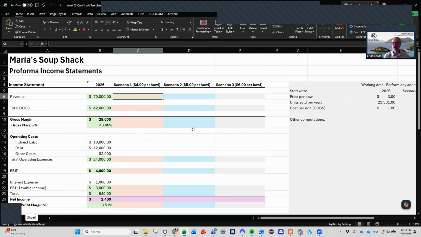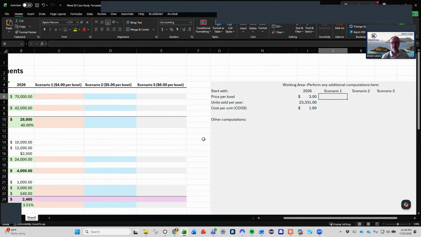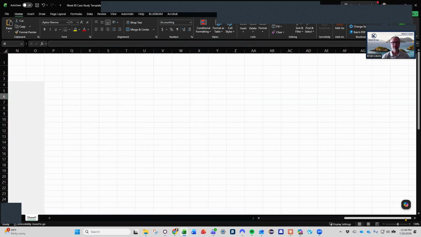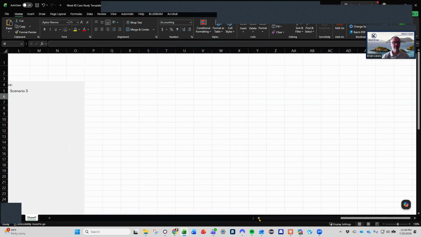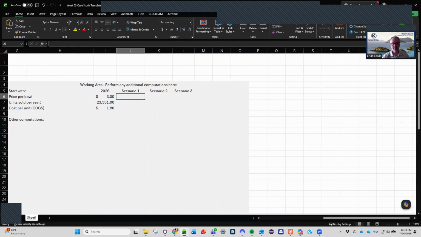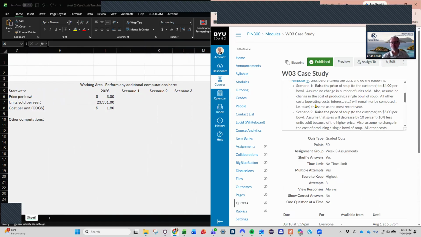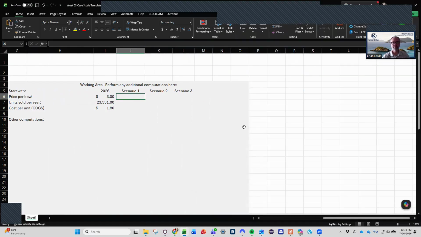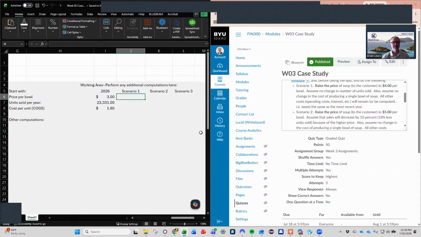So what you're going to do is in scenario 1, let's go back over it. Let's come over here a little bit. Let's move these a little bit. Let's set it up for you and then you can go from there. So scenario 1, you're raising the price. Okay, scenario 1, you raise the price to $4, right?